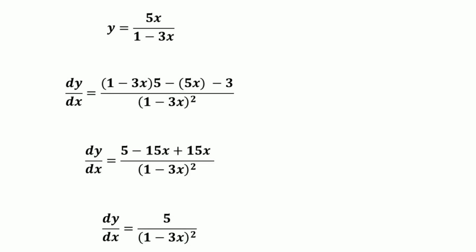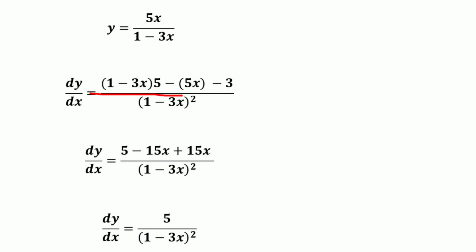Let us consider another numerical example, that is the function y is equal to 5x divided by 1 minus 3x. This is in the form of a quotient rule. So here we can apply the quotient rule of differentiation. To find the first order derivative, dy/dx is equal to the denominator, that is 1 minus 3x, into the derivative of the numerator, that is 5, minus the numerator 5x into the derivative of the denominator, that is minus 3, whole divided by the denominator squared, that is (1 minus 3x) squared.